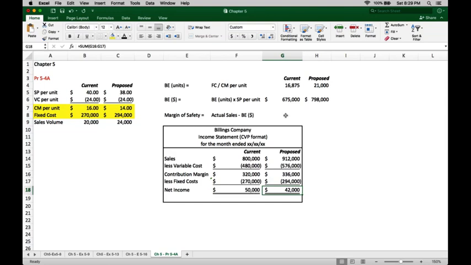Let's do this margin of safety calculation. Margin of safety calculation right now is $125,000, which means my sales could drop by $125,000 and I'd still be okay. I won't lose money. In the proposed plan, it drops to 114. That margin of safety, that cushion, has decreased, and that's not good.